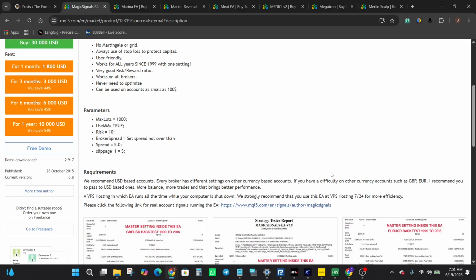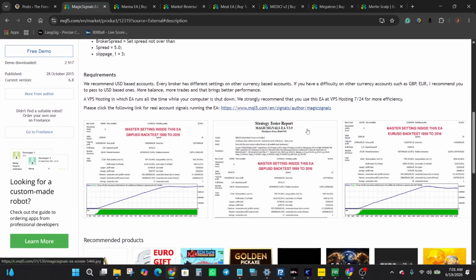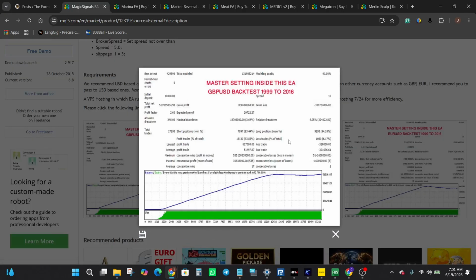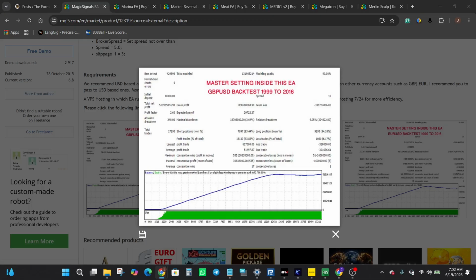Now, let us move into the backtesting section. As we review the historical testing results, it is important to remember that backtests provide a look at how an EA would have performed under past market conditions. They can be useful for understanding behavior, but they should never be treated as a guarantee of future performance. So let us start by looking at the provided report here.